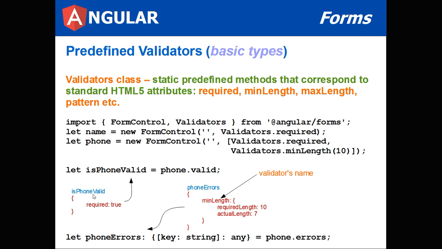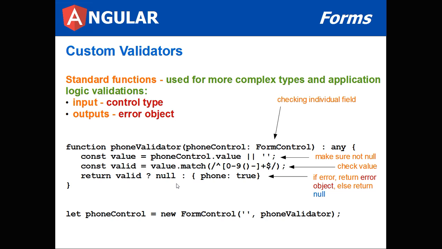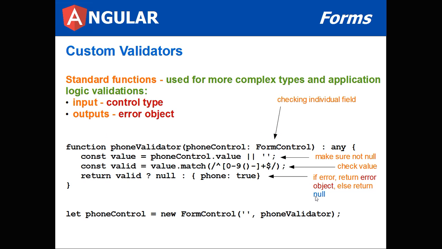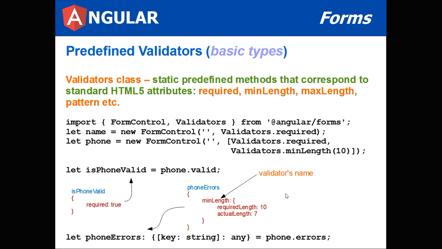Now, if it is valid, this value would be a JSON object. If it's not valid and it's an error, it would still be a JSON object, and you'd get something like the validator's name, the required length, and the actual length. So basically, be prepared to interrogate a JSON object to determine what the status is.